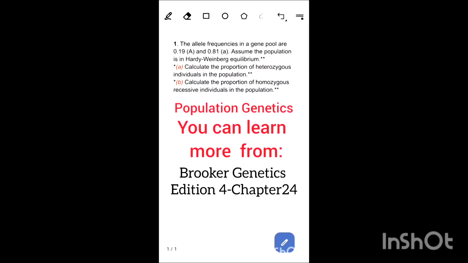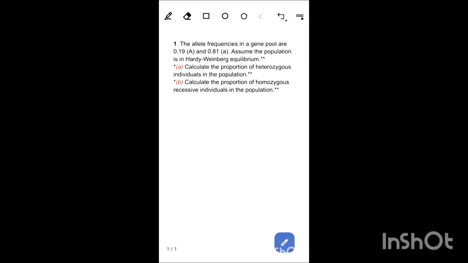So the question of today is about population genetics. If you don't know anything about it, don't worry, it will be explained during the next month. But if you know some principles about it, here's a question that might improve your skills.